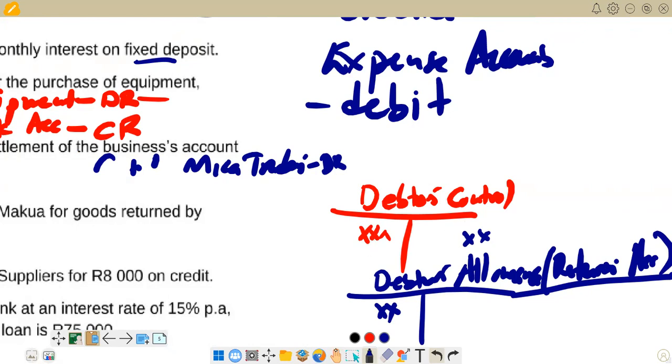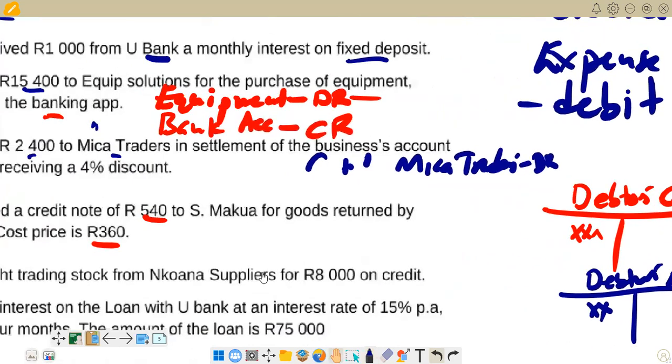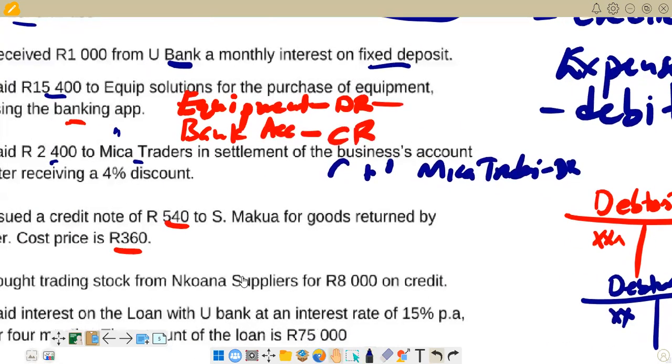So here we see that we have the debtors control account and the debtors allowance account. We have the debtors control account and the debtors allowance. For the debtors control, remember we debited it when we sold, so now we are crediting it with what? With 540.